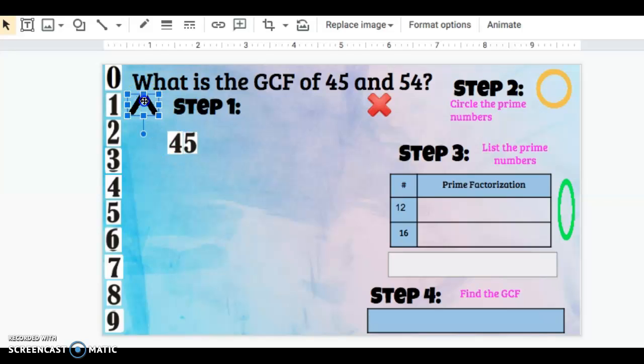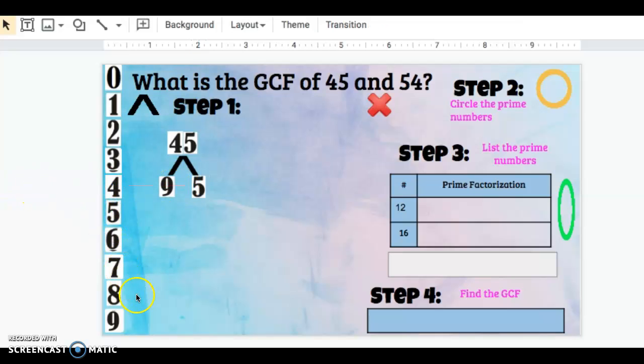And then I'm going to break it down. So I got to ask myself, what times what gives me 45? I know that I can do 9 times 5. So I have 9 and I have 5.